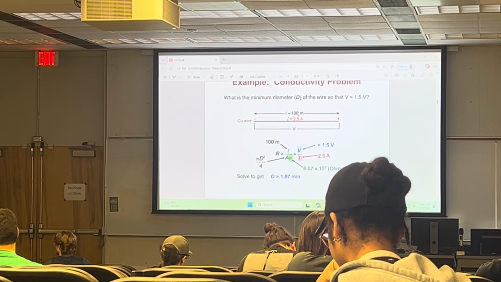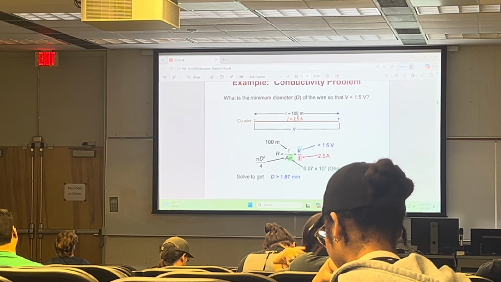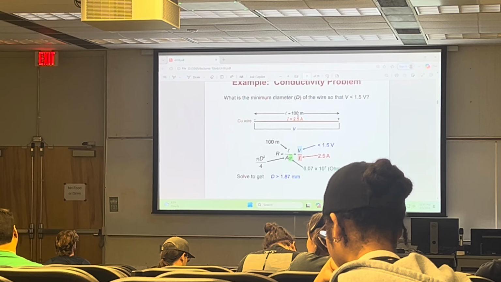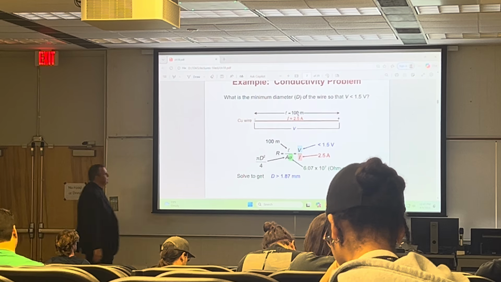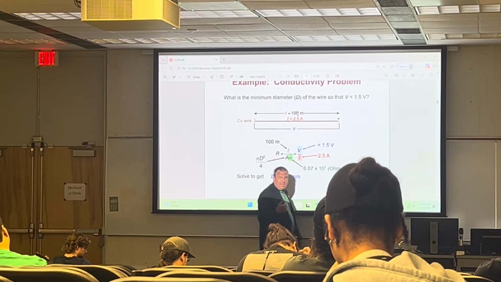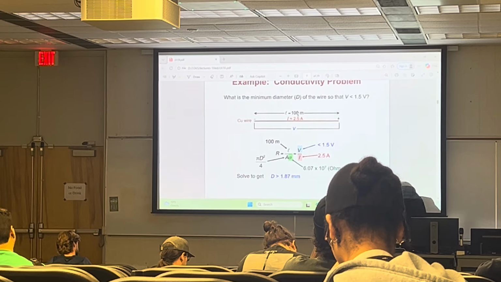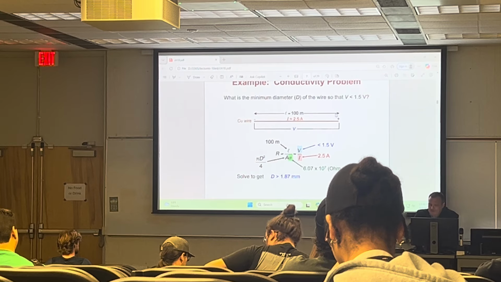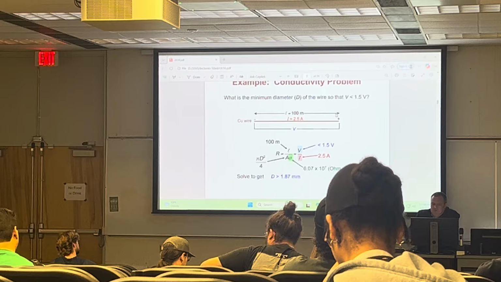I want you to put this together. So the length is 100 meters. The current is 2.5 amps. And the voltage has to be less than 1.5 volts. Okay?